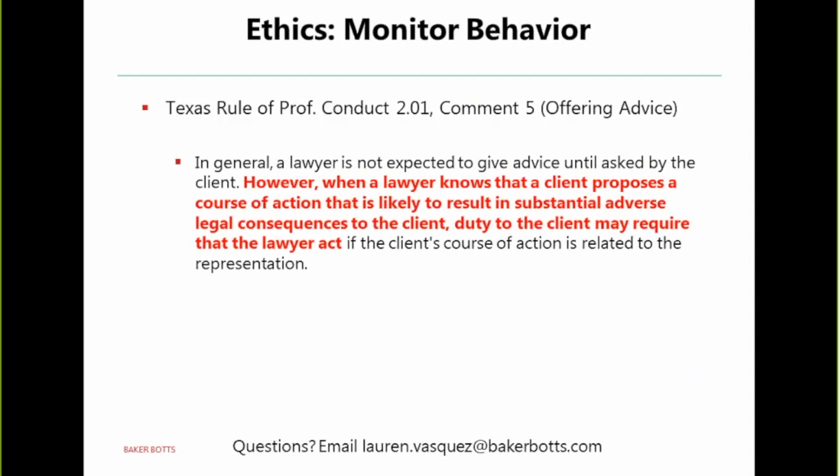Monitoring behavior. The language here, however, is that when a lawyer knows the client proposes a course of action likely to result in substantial adverse legal consequences, duty to the client may require the lawyer to act. So this happens to us as outside counsel when we're not being asked for this particular piece of advice. They say, look over this term sheet. You guys do a lot of these kinds of deals, and tell us what's in the term sheet. Well, it's a term sheet. Written at the top is subject to contract, and there's no signature line. Well, okay, what they don't want is for me to ship back a 6-page MOU, which attaches to the top of it, has signature pages, has the term sheet on the back as an addendum to the MOU, and the MOU has all the things that protect them.